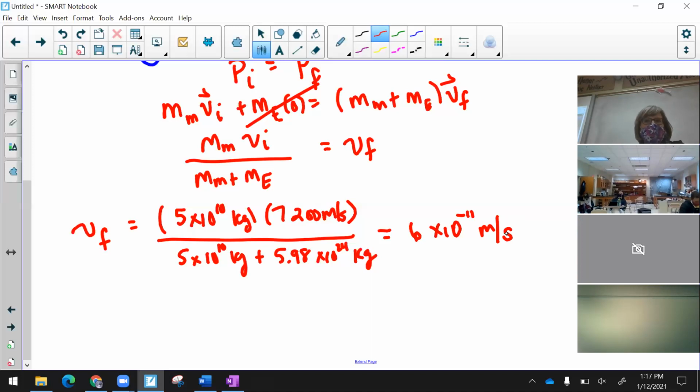Also, the mass would probably change. Yeah, which you can account for. But I just don't think it would be effective to use momentum.